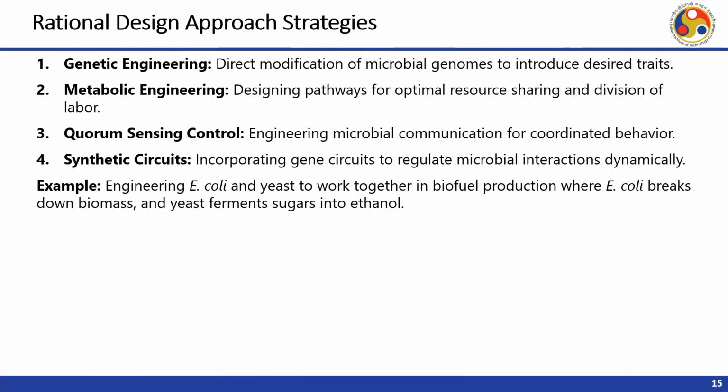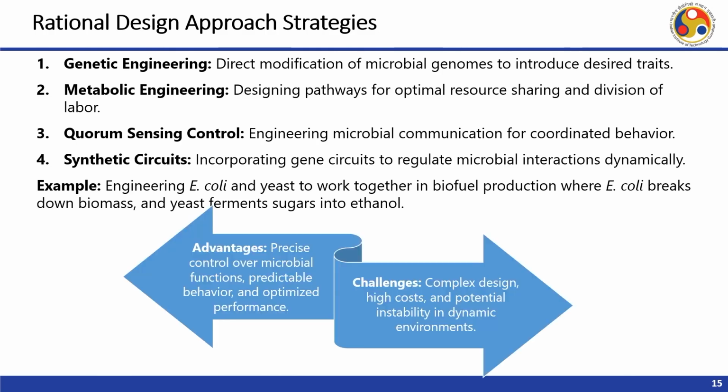We also go for metabolic engineering, whereby we design pathways for optimal resource sharing and division of labor. Then we go for quorum sensing control, engineering microbial communication for coordinated behavior. Then we also use synthetic circuits, incorporating gene circuits to regulate microbial interactions dynamically. For example, engineering Escherichia coli and yeast to work together in biofuel production, where E. coli breaks down biomass and yeast ferments sugars into ethanol.